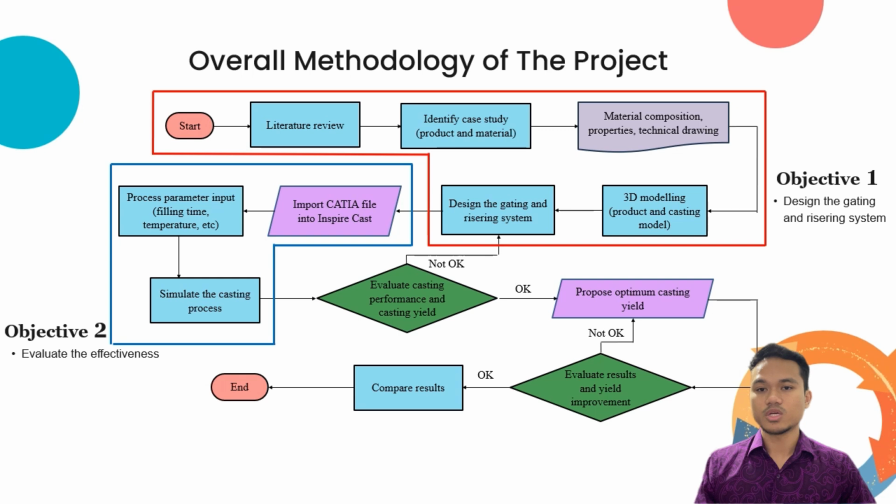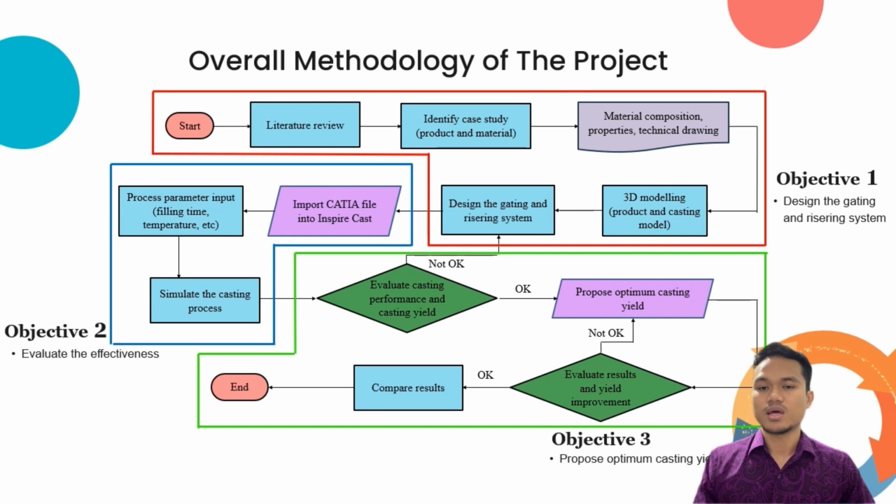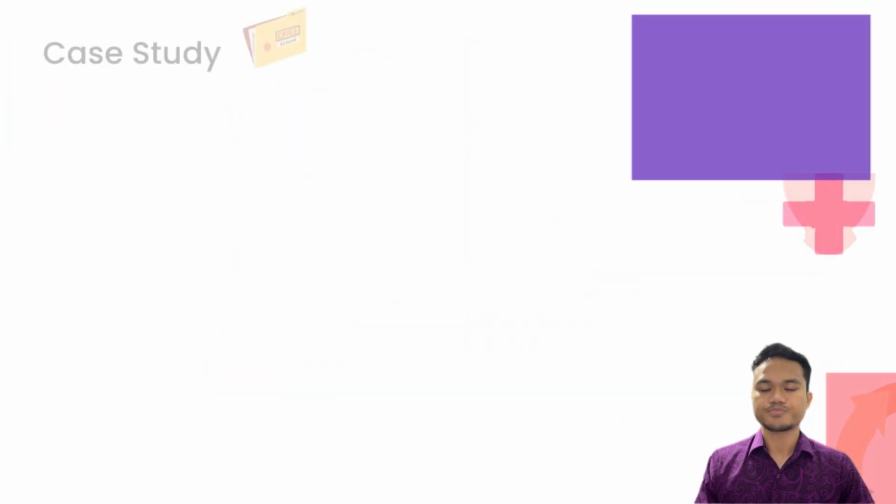For the second objective, the casting model is simulated in the simulation software and the results are analyzed. If the casting performance and the casting yield pass, then I can propose the gating and risering system for the case study. And then I redesign the channel systems for the improved model and repeat the simulation process. Lastly, I evaluate the results and yield value, yield improvement, and compare the results.